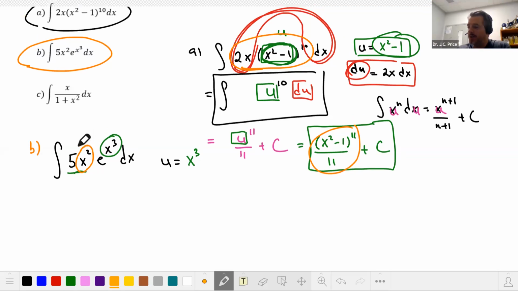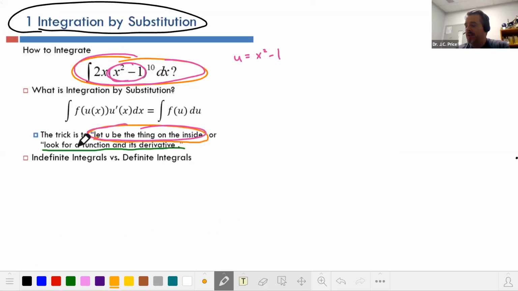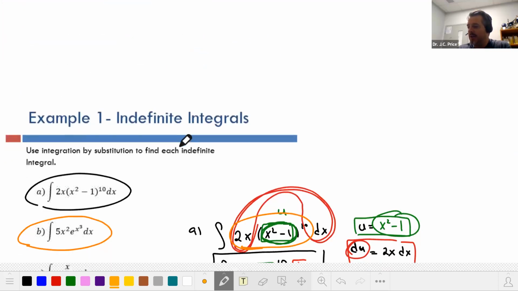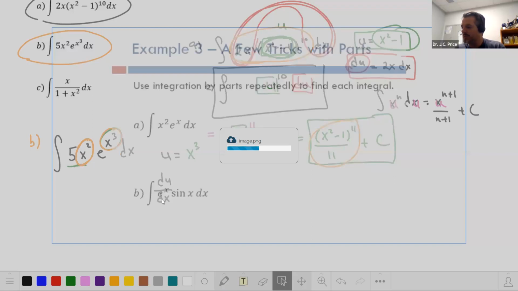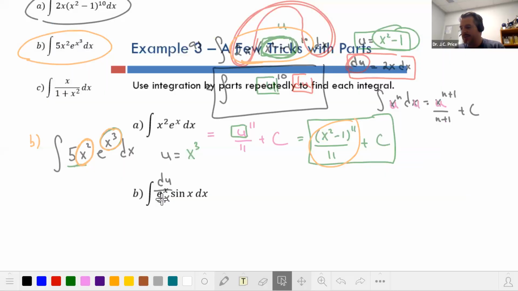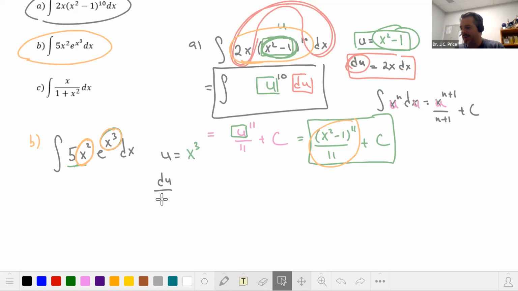So remember, the trick to doing this integration by substitution is really just look for a function and its derivative. So down here, when I look at this thing, I see a function right here, and this is basically its derivative. It's off by a constant, but we'll be able to take care of that. So now when I take the derivative here, du, and again, you can write du dx if you want, but I typically don't. I usually just move that dx over to the other side.